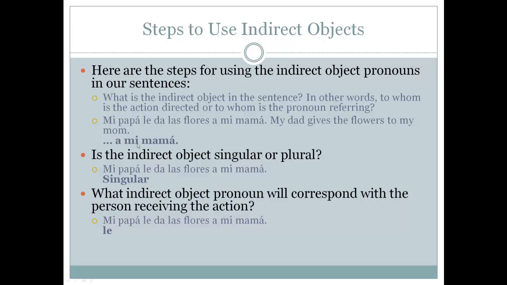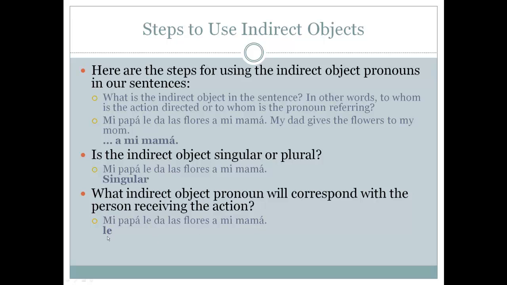So who's receiving the action? My mom, a mi mamá. Is the indirect object singular or is it plural? Mamá. That's singular, right? It's not mamás, it's mamá. What indirect object pronoun will correspond with the person receiving the action? So what pronoun goes with mamá? Okay, that will be le.